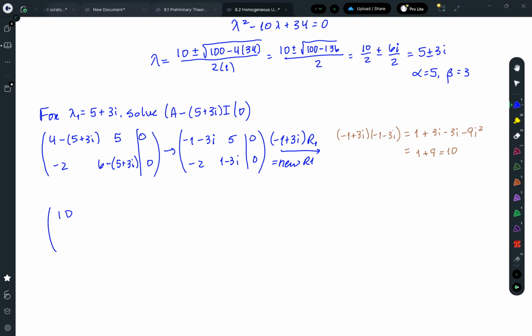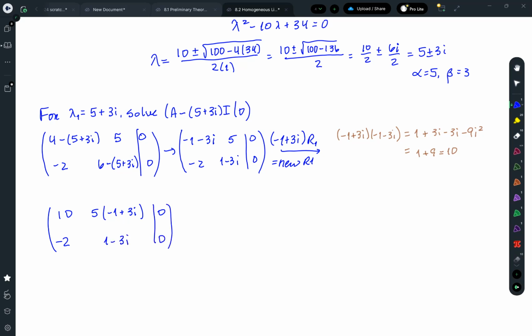5 times the negative 1 plus 3i just gives us, let's see, how do I want to do it? I'll go ahead and distribute it. No, I'll leave the 5 out. Okay, times the negative 1 plus 3i, and then a 0. And then I have a negative 2 and a 1 minus 3i and a 0.